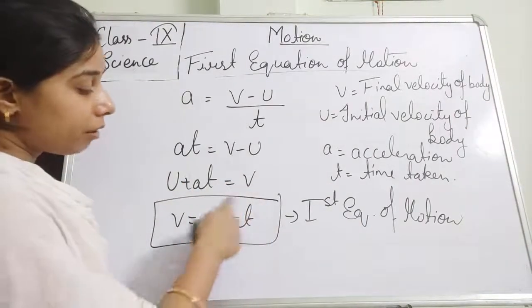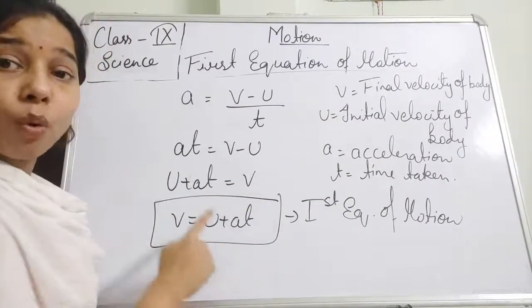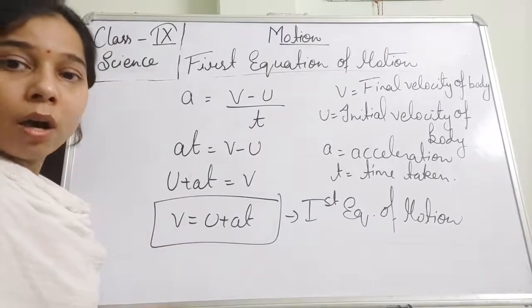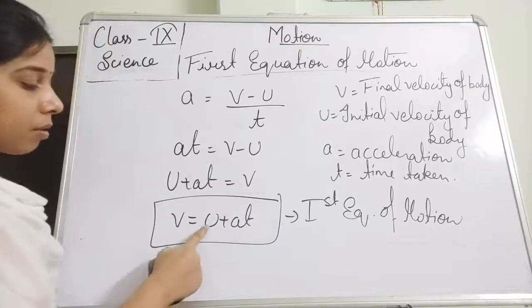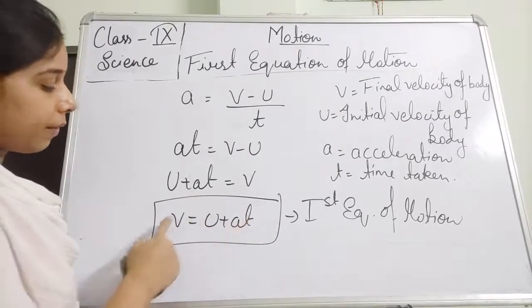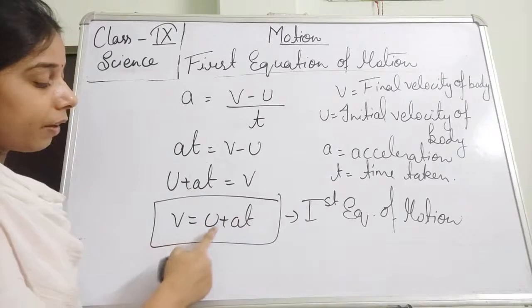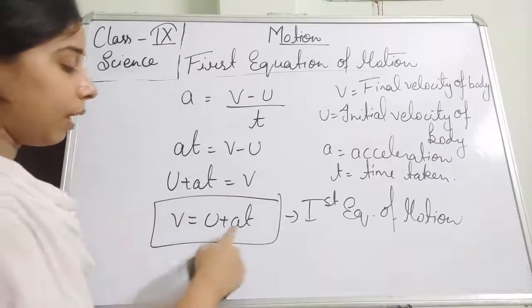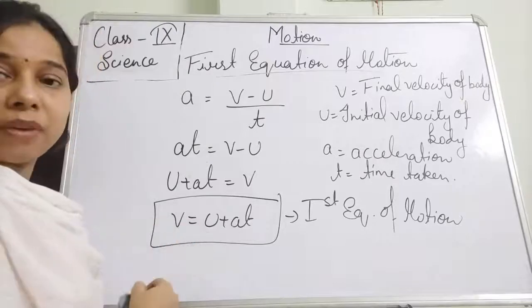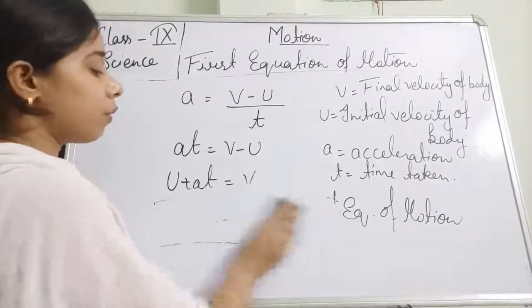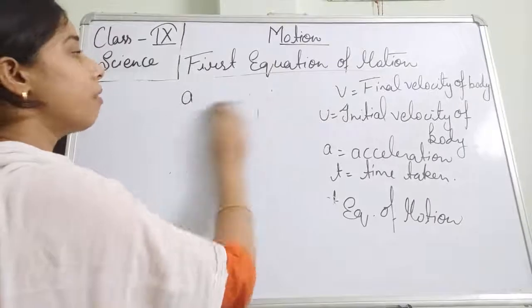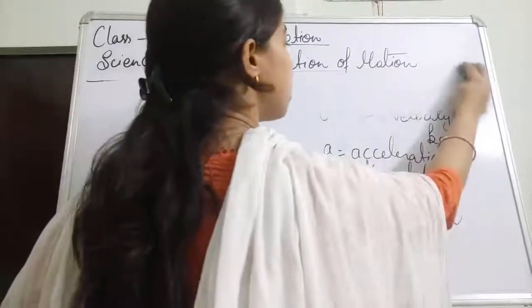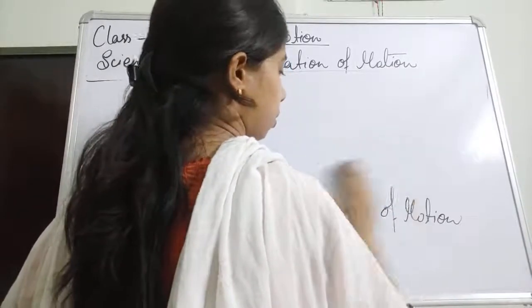If any three values are given out of these four quantities, we are able to find the fourth one. If u, a and t are given, we are able to get v. If v, u and t are given, we are able to get a. If u is not given but v, a and t are given, we are able to find it. So this is the first equation of motion.